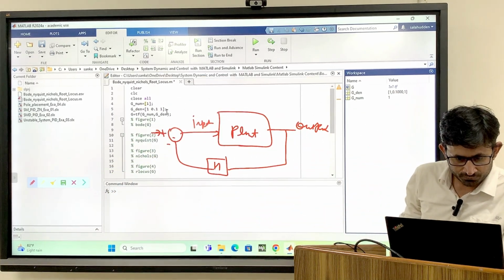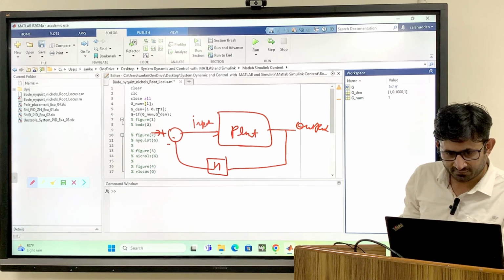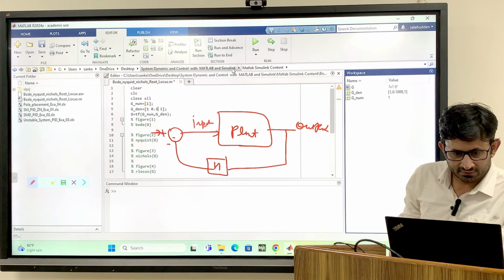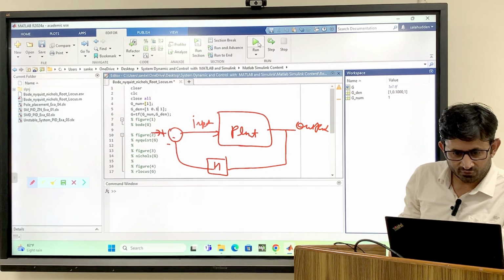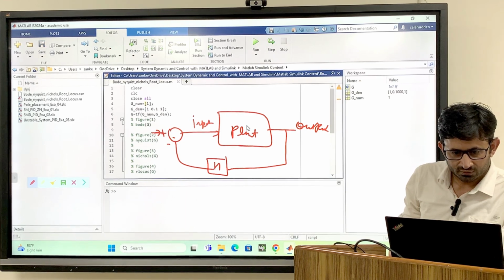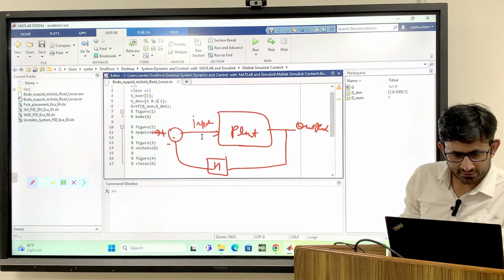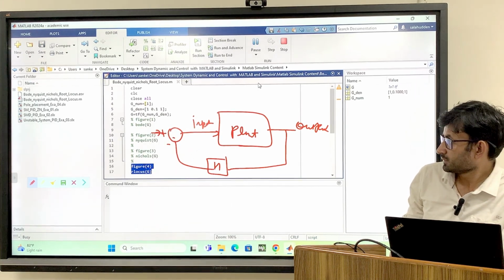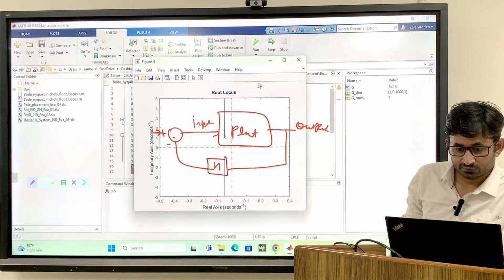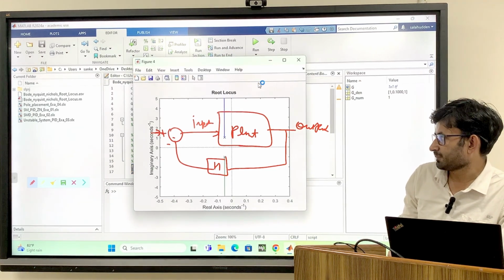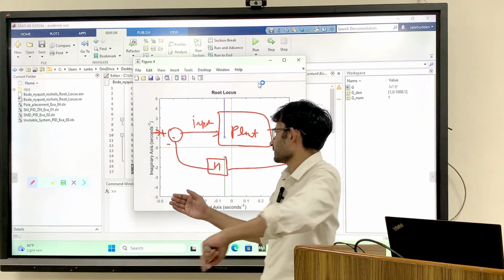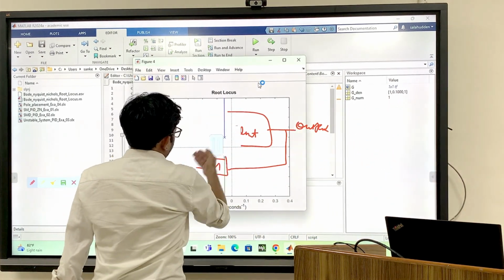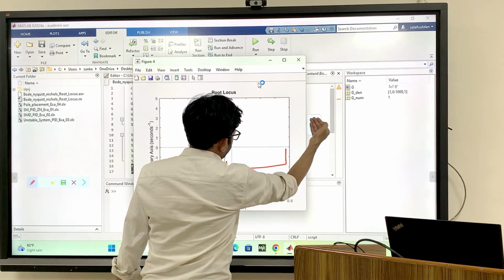Let's consider the spring mass system with very light damping. For example, in the last class we considered 0.05 damping. What I will do is uncomment this root locus first to see the plot. Now the plot is coming, root locus. Now you can see, what is the meaning of this plot?